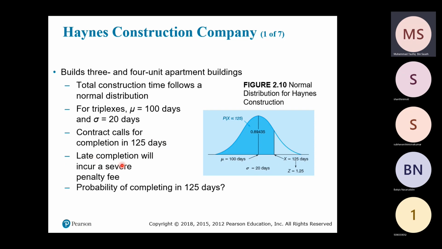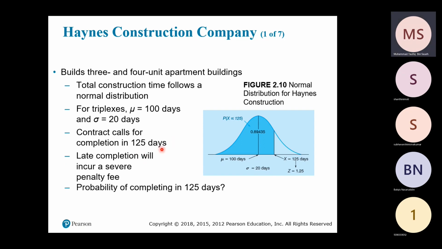Late completion incurs a severe penalty. If the company cannot build the apartment in 135 days, then the owner will penalize the contractor. So you want to calculate the probability that you can complete the construction before 125 days, meaning 125 days or below. What is the possibility you can deliver the project within the time frame? You want to calculate the possibility.